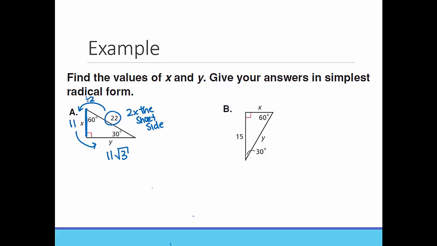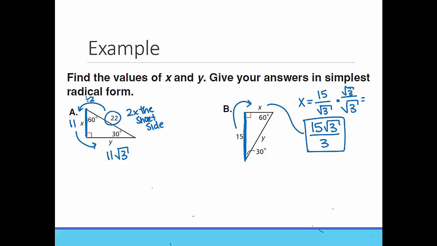Same kind of thing for this one, except they give you the long leg. So now remember, the long leg to the short leg, you need to divide by the square root of 3. So that means x is 15 divided by the square root of 3. You're going to rationalize the denominator. So you end up with 15 root 3 over 3. So that's what x is.